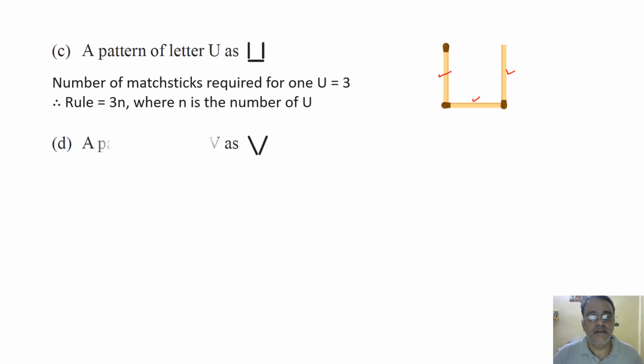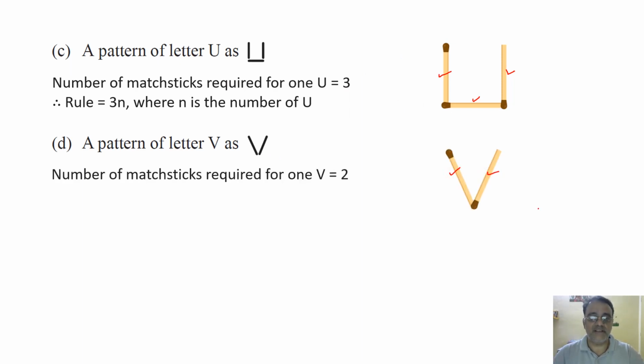Next one is letter V. So how many matchsticks are used for 1 V? 1, 2, right? 2 matchsticks. So we can make a rule 2n, where n is the number of V.